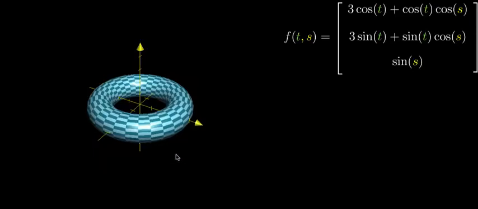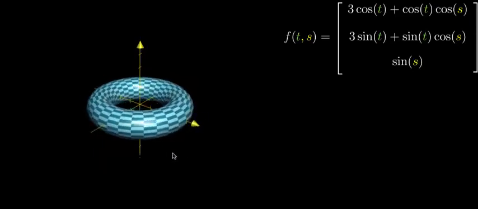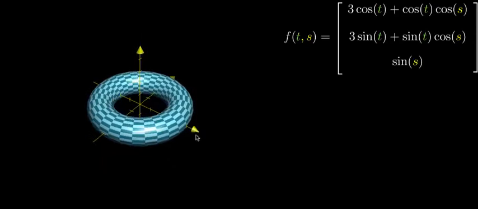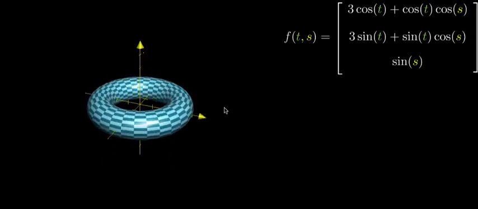So we want to give you guys just one more example of a transformation before we move on to the actual calculus of multivariable calculus. In the video on parametric surfaces, I gave you guys this function here. It's a very complicated looking function.